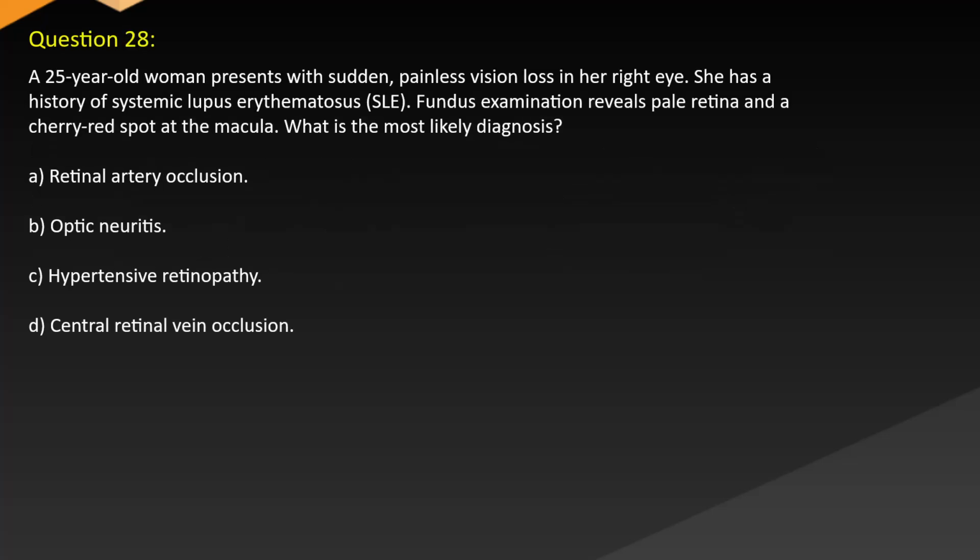Question 28. A 25-year-old woman presents with sudden painless vision loss in her right eye. She has a history of systemic lupus erythematosus, SLE. Fundus examination reveals a pale retina and a cherry red spot at the macula. What is the most likely diagnosis? A. Retinal artery occlusion. B. Optic neuritis. C. Hypertensive retinopathy. D. Central retinal vein occlusion.